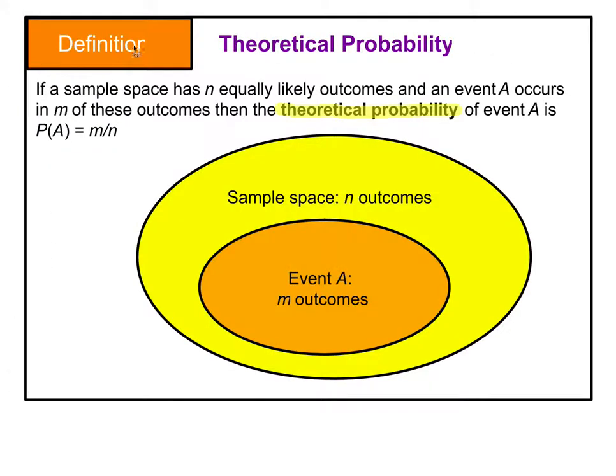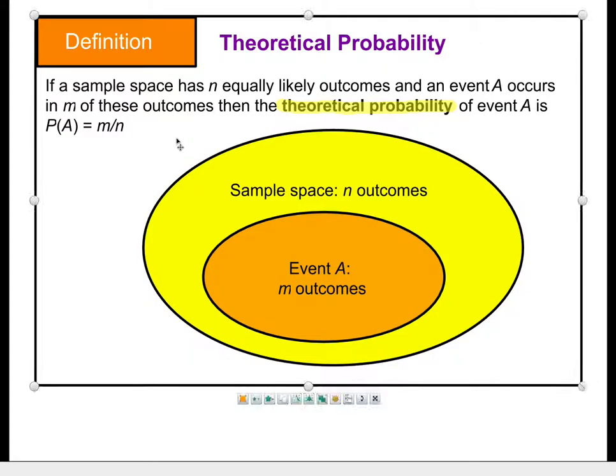Okay, that was experimental probability. Now we're going to talk about theoretical probability.